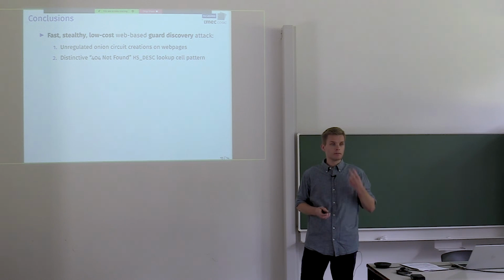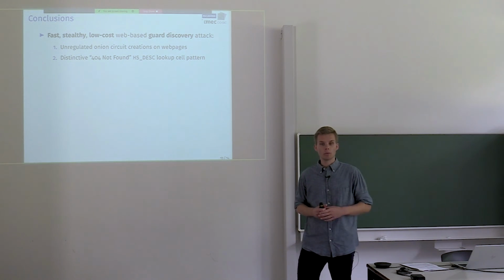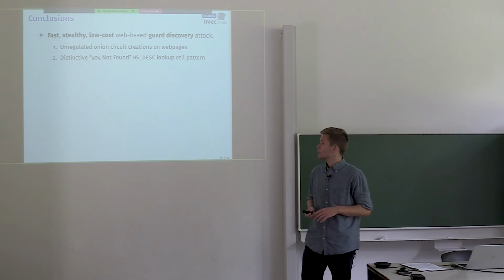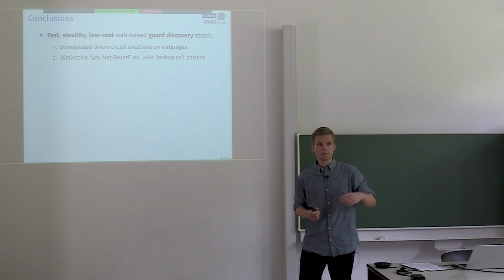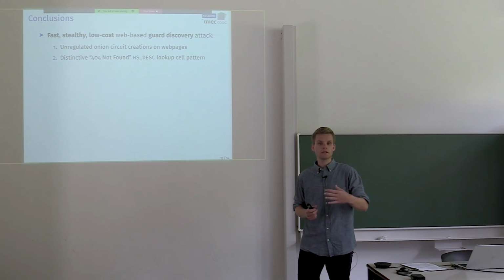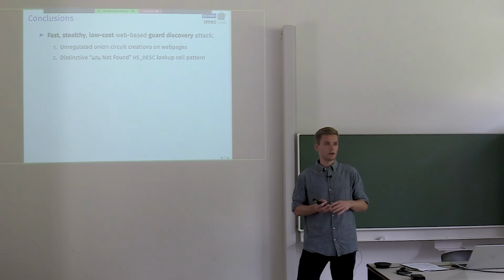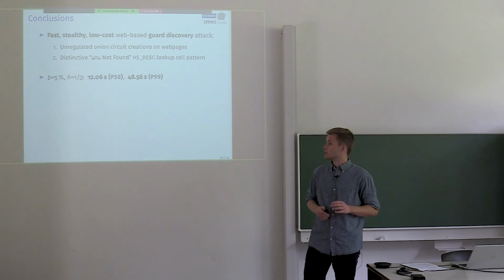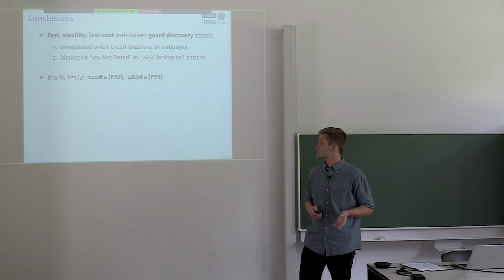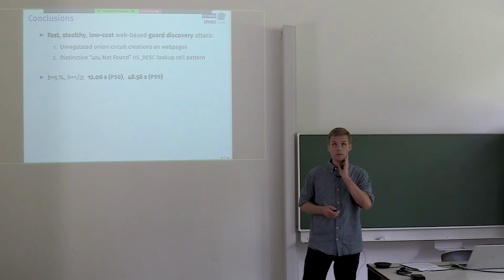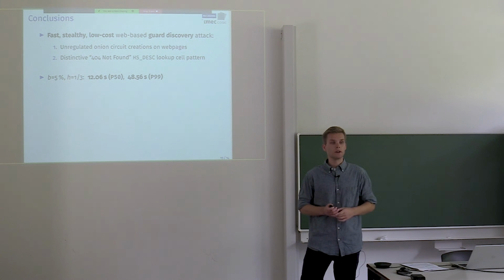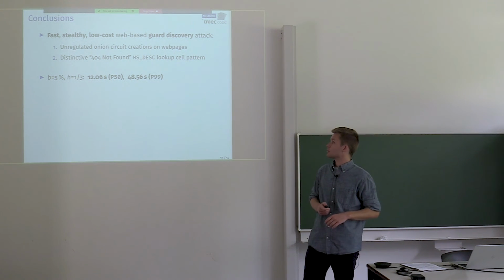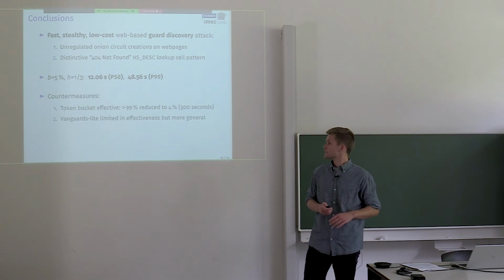It exploits 2 facts. The fact that onion circuit creation on web pages is unregulated in Tor Browser, and that the lookup pattern of an unsuccessful lookup is distinctive enough for the adversary to rely on it as the signal for identifying the guard. We have done extensive live Tor network experiments and simulations, and the key result here is that against a reasonable adversary, 5% relay bandwidth share, 1/3 of the HSDirs controlled, we compromise users quite quickly, 50th percentile after 12.06 seconds, 99th percentile after 48.56 seconds.